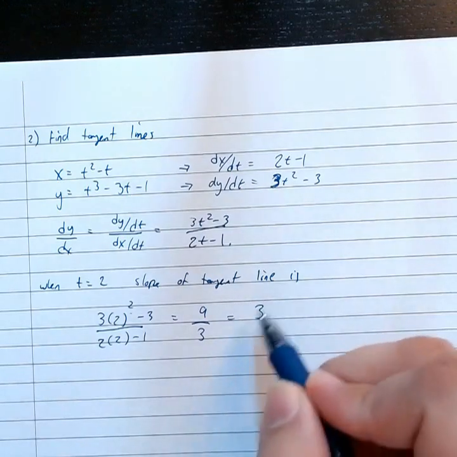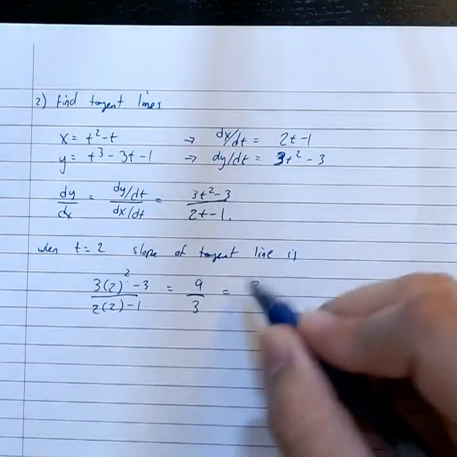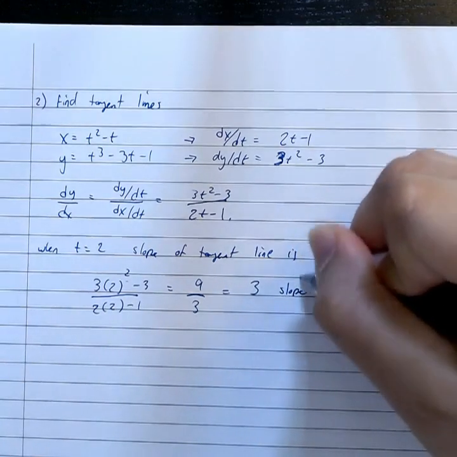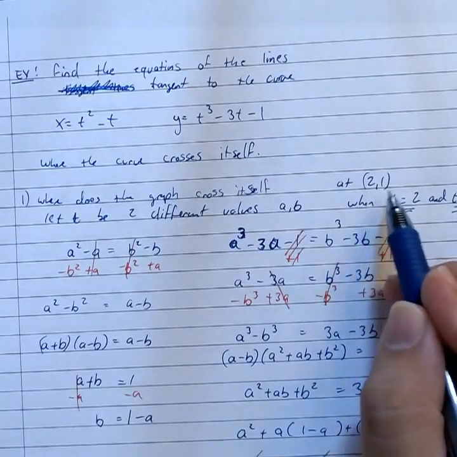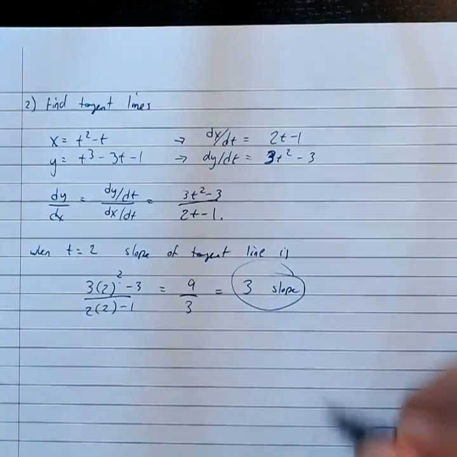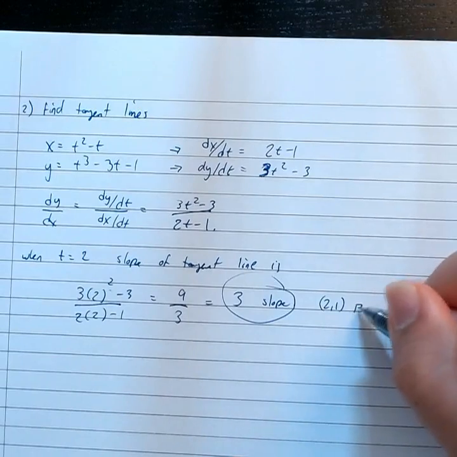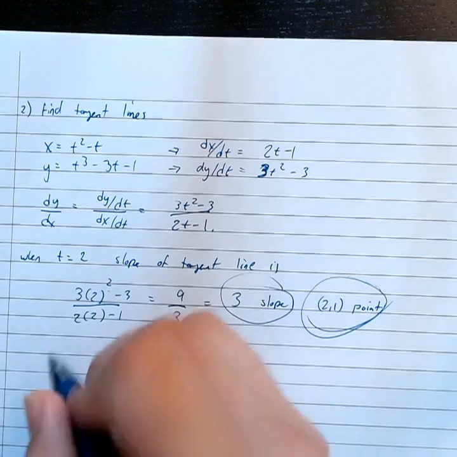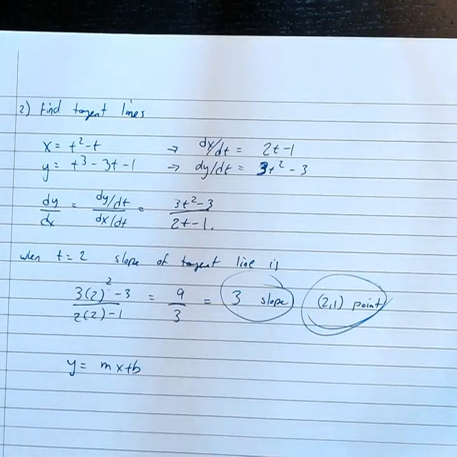So I now have a tangent line, and I have its slope. Well, now I have a slope, and I have a point. Because after all, we know that when t is equal to 2, we found that the point of intersection was (2, 1). So we have a point and we have a slope, which means now we can find an equation. Because after all, we just want y equals mx plus b. That's the equation of a line.